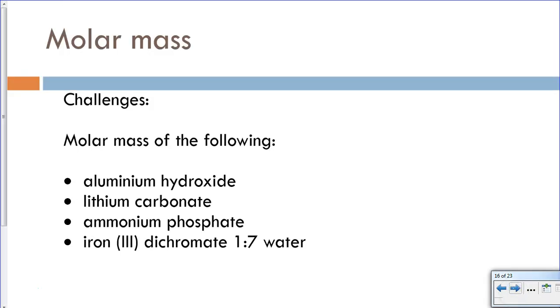Now, for a little bit of a challenge, guys, here's your chance. Take this. Pause the video. After you've paused the video, go actually find the molar mass of these things. Then, when you start the video again, we'll show you the molar masses of these species. Bear in mind, we need to be really careful with things like polyatomics, how we use our brackets, and making sure that we are tracking exactly how many of an atom are present.